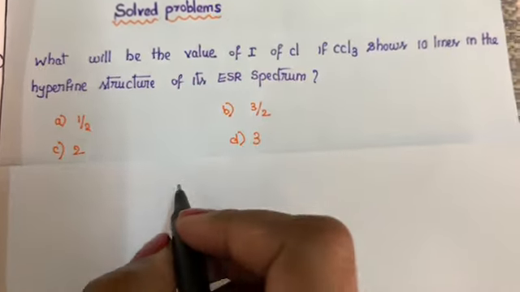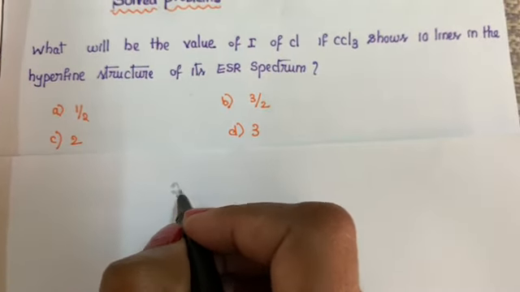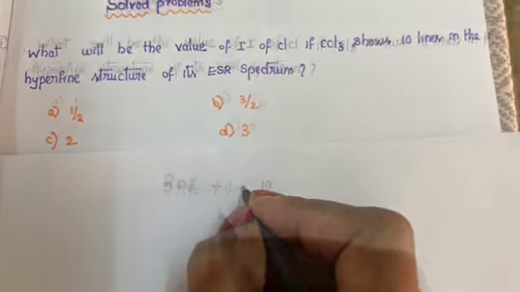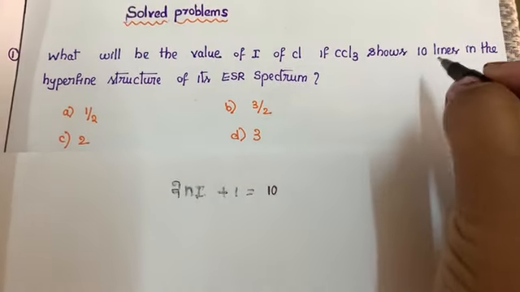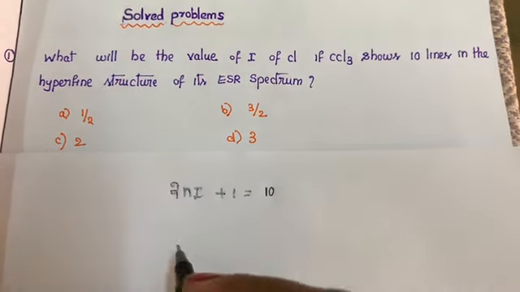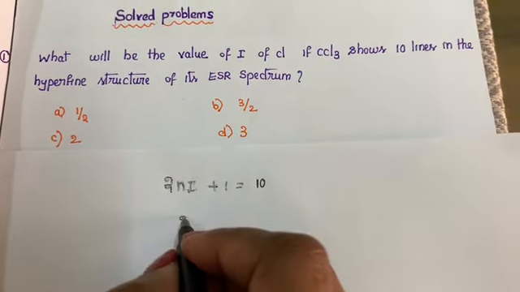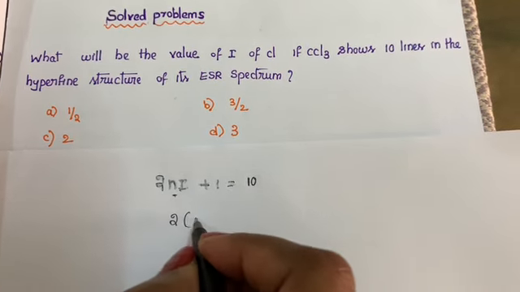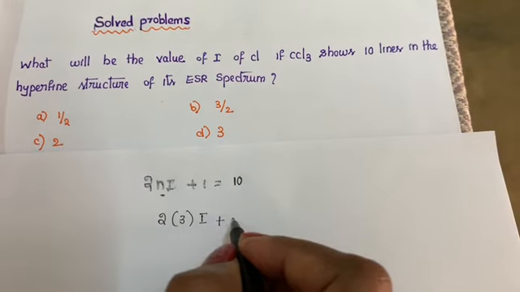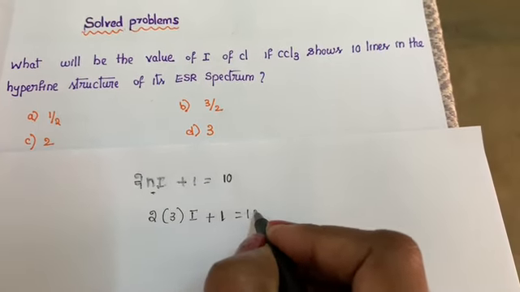As we know, the number of hyperfine lines in the ESR spectrum can be calculated by using the formula 2NI plus 1. It is given in the question that there are 10 lines, and we know that the surrounding 3 chlorine nuclei are involved. So we can write 2, where N is the number of chlorine atoms, which is 3, and I. Here we want to calculate the I value for chlorine, and this equals 10.